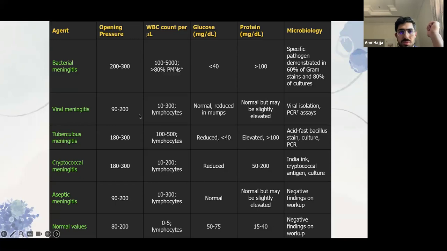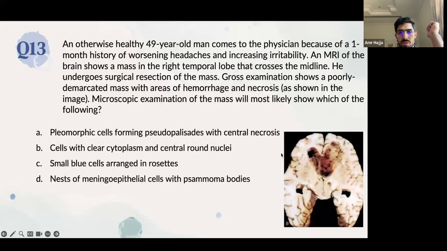Okay, let me just move on. Question 13. Here comes the fun part, CNS tumors.